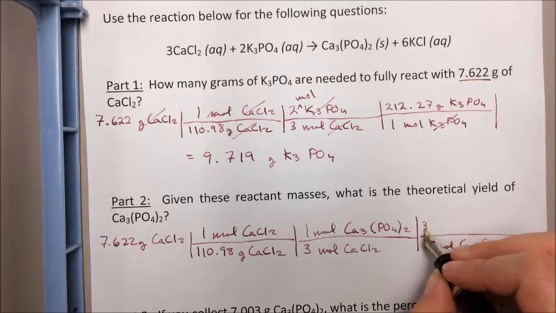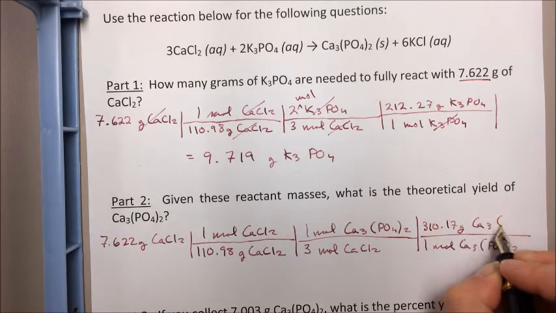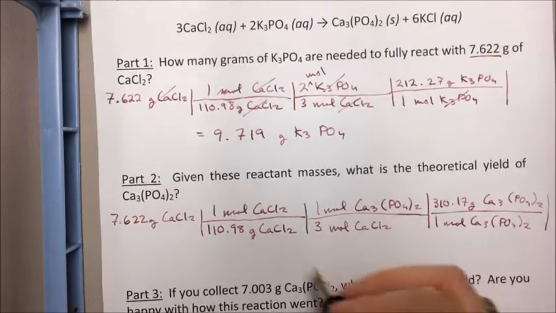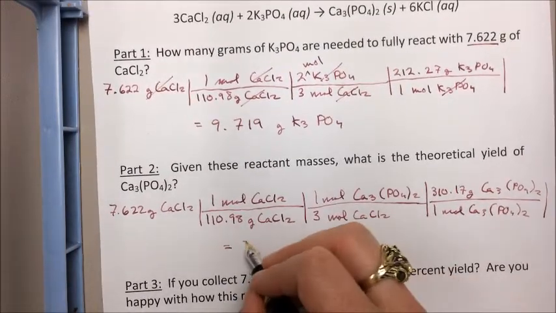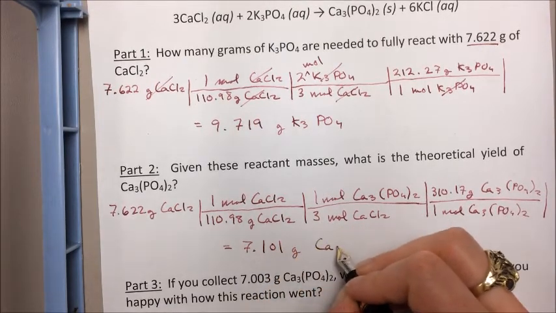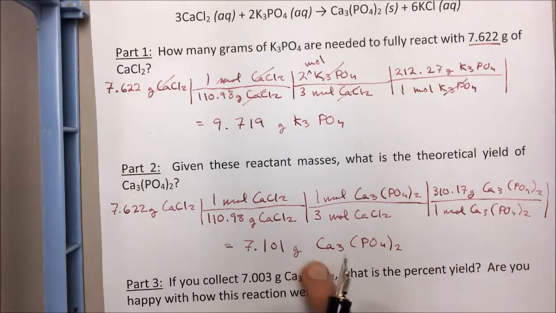is 310.17 grams of Ca3(PO4)2, very heavy compound. If we crunch those numbers, we get 7.101 grams of Ca3(PO4)2. That's our theoretical yield.